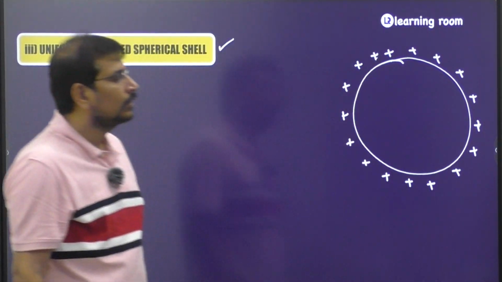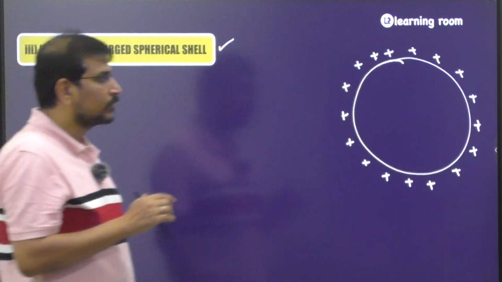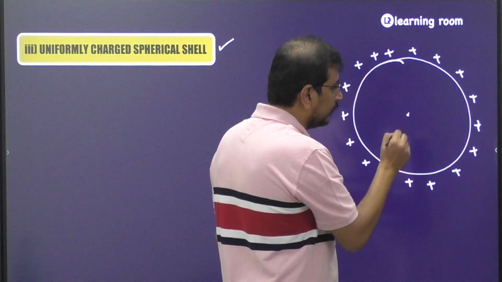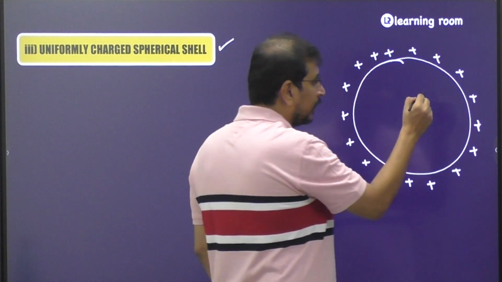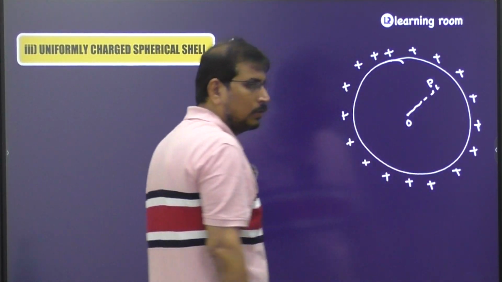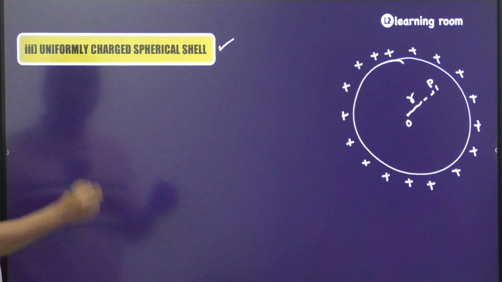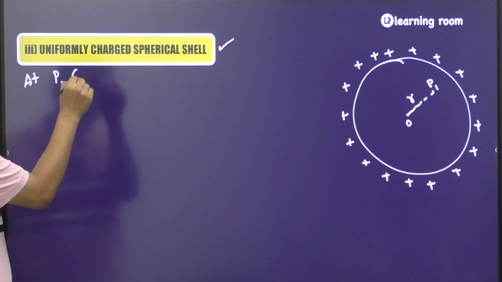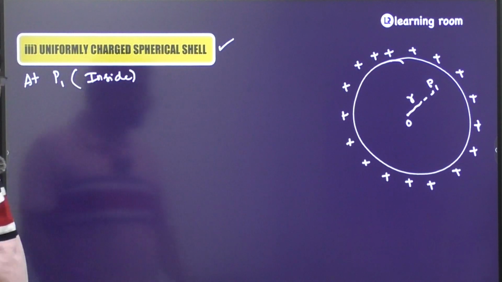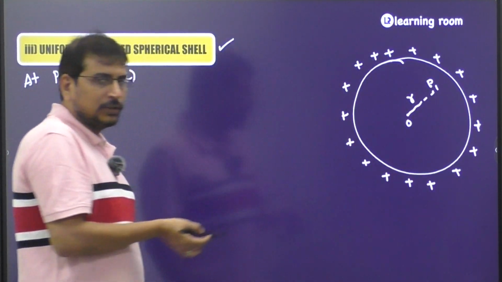For this kind of a system, we'll find the field at 3 points. One is inside, one is outside, and the last one is on the surface. If I take this to be the center, from the center first I am taking a point inside. If I take P1 to be inside, let's say at a distance small r. So at P1, where is that point considered to be? It is inside.